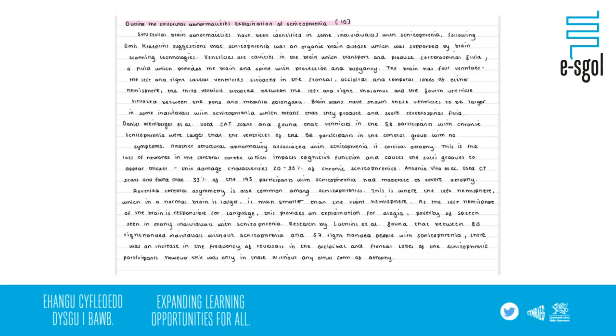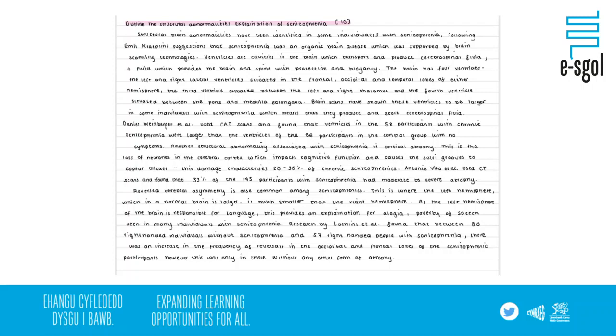This damage characterises 20 to 35% of chronic schizophrenics. Antonio Vita et al. used CT scans and found that 33% of the 145 participants with schizophrenia had moderate to severe atrophy. Okay, lovely. Again, another piece of research backing up what they're explaining.